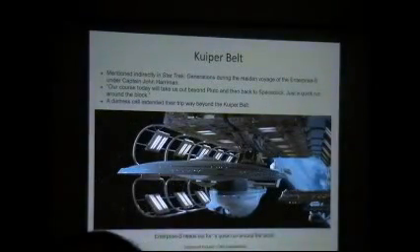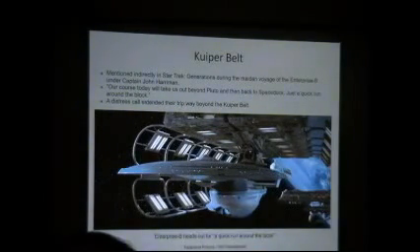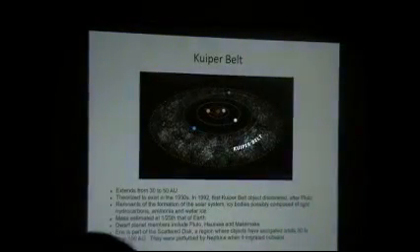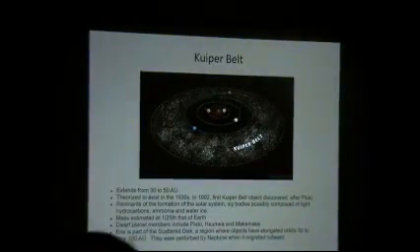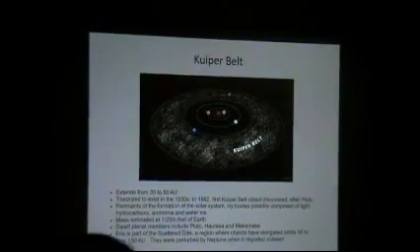Kuiper Belt, speaking of which, was mentioned in Star Trek Generations, where the new Enterprise B came out of space dock, and it was just going to be a trip to Pluto and back. It ended up going farther out. So the Kuiper Belt, here it is, beyond Neptune. Its distance is about 30 to 50 AUs, and its mass is estimated at about one-fifth that of the Earth.